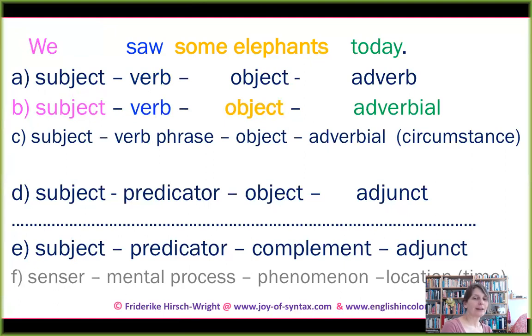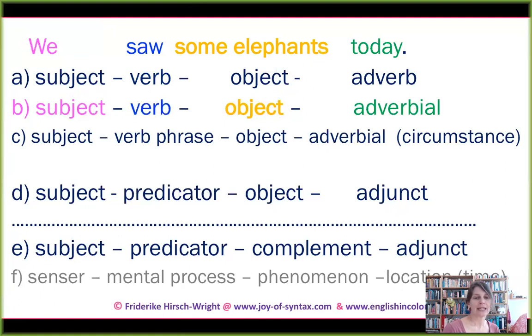Subject, verb phrase, object, adverbial of circumstance. It's an optional adverbial of circumstance. And this, the row C, is Longman again. Subject, predicator, object, and adjunct. This is Huddleston and Pullum. So you see, all those four grammars agree that some elephants is the object. And adjunct is the term that's used by Huddleston and Pullum and some other people for adverbials that are optional.